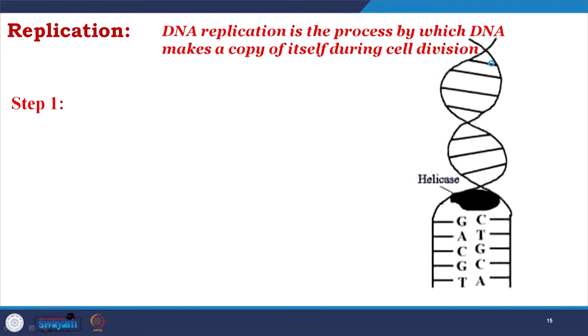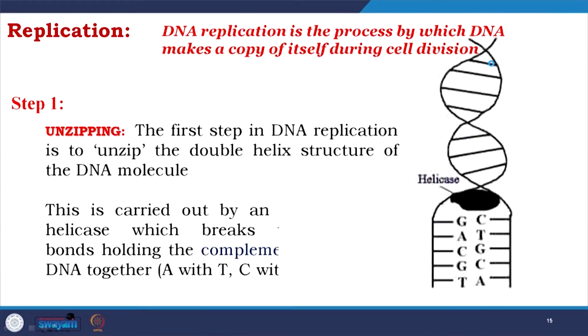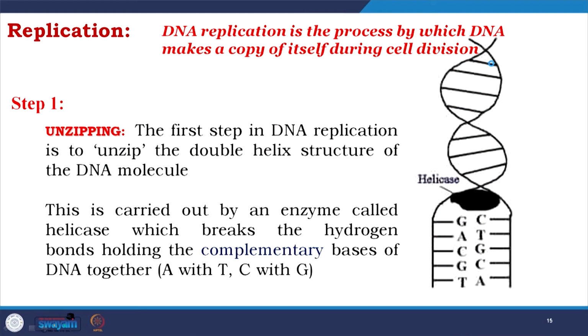Coming to replication, DNA replication is the process by which DNA makes a copy of itself during cell division. The first step is unzipping. It is to unzip the double helix, because the double helix is bound with non-covalent interactions, base stacking and hydrogen bonds. So, unzip the double helix structure of the DNA molecule, and this is carried out by the enzyme called helicase, which breaks the hydrogen bonds holding the complementary bases of DNA together.